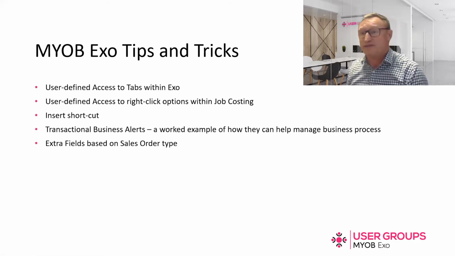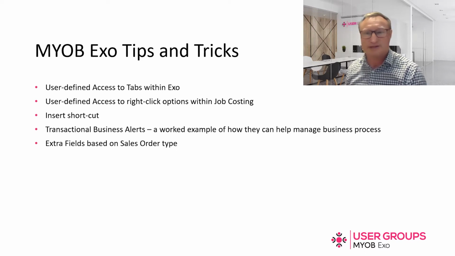So in this session, we're going to be looking at some of the user-defined access tabs within Exo. And we're going to be focusing on version 2021.2, and Stephen's just talked you through a number of the features in 2021.2. So in this session, we're going to do a bit of a deeper dive into some of that functionality, including user-defined access within tabs within Exo, user-defined access to right mouse click options and job costing, which is a feature that people have been looking forward to for a while now.